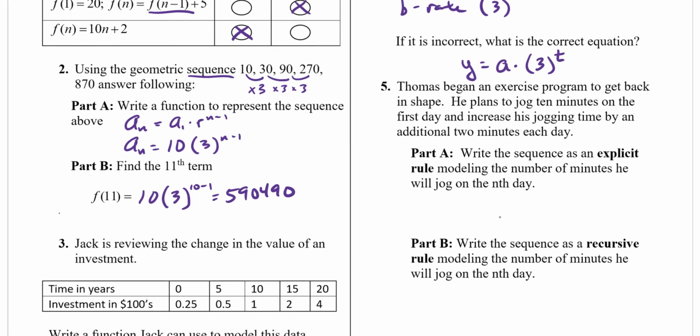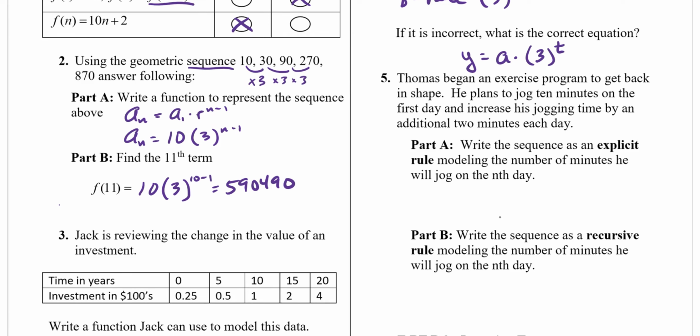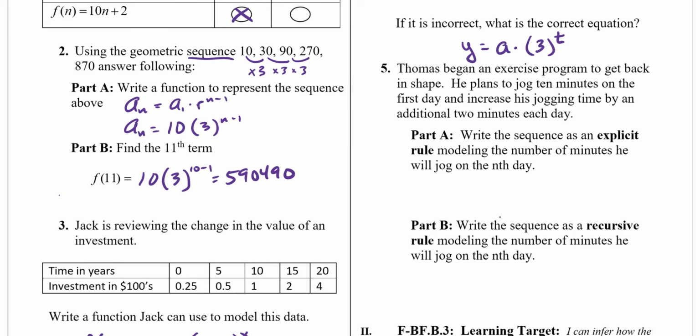Number 5. Thomas began an exercise program to get back in shape. He plans to jog 10 minutes on the first day and increases his jogging time by an additional 2 minutes each day. Write an explicit rule modeling the number of minutes he will jog on the nth day. So this is arithmetic. And we know it's arithmetic because he's not multiplying with something, he's adding 2 minutes each day.